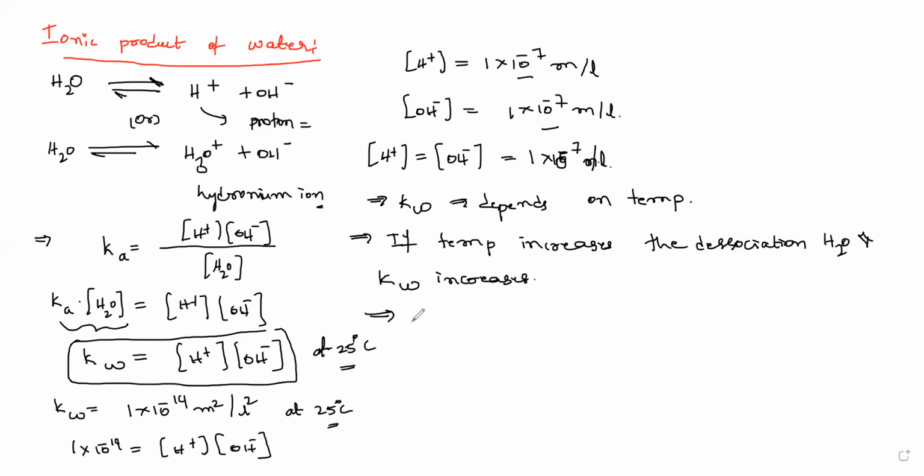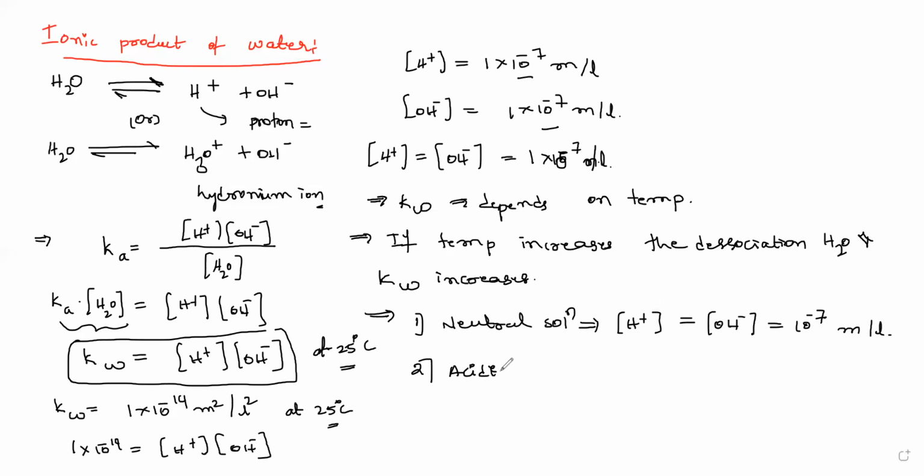Based on the Kw value, we can decide three types of solutions. One is the neutral solution and another is the acidic solution. For a neutral solution, the concentrations of H plus and OH minus are both equal, that is 10 to the power of minus 7 moles per liter. But for an acidic solution, the concentrations of H plus and OH minus are not equal; H plus is greater than OH minus.